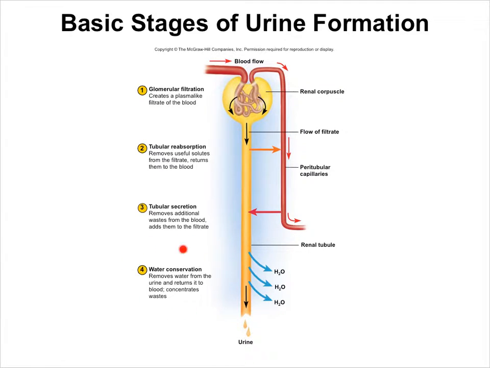Last, you have water conservation, pulling water out of the filtrate to concentrate it down. And you always remove a lot of water. Sometimes you remove more than others. You're always going to be removing a lot of water in the proximal convoluted tubules. You're always going to be removing a lot of water in the loop of Henle. Whether or not the collecting duct is removing water is one of the main things that controls whether you're producing dilute or concentrated urine.